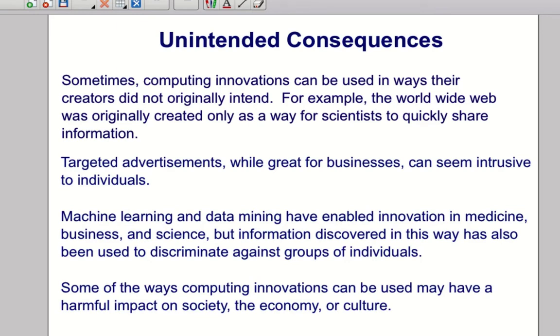Targeted advertisements, while great for businesses, can seem intrusive to individuals. Machine learning and data mining have enabled innovation in medicine, business, and science, but information discovered in this way has also been used to discriminate against groups of individuals. Some of the ways computing innovations can be used may have a harmful impact on society, the economy, or culture.